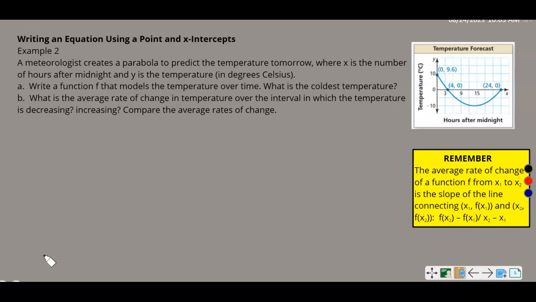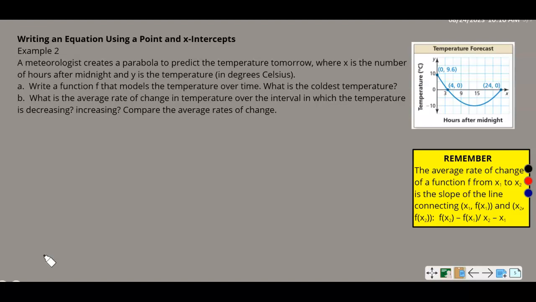All right, a meteorologist creates a parabola to predict the temperature tomorrow, where x is the number of hours after midnight and y is the temperature in degrees Celsius. Write a function f that models the temperature over time. What is the coldest temperature? What is the average rate of change in temperature over the interval in which the temperature is decreasing, increasing? Compare the average rates of change.